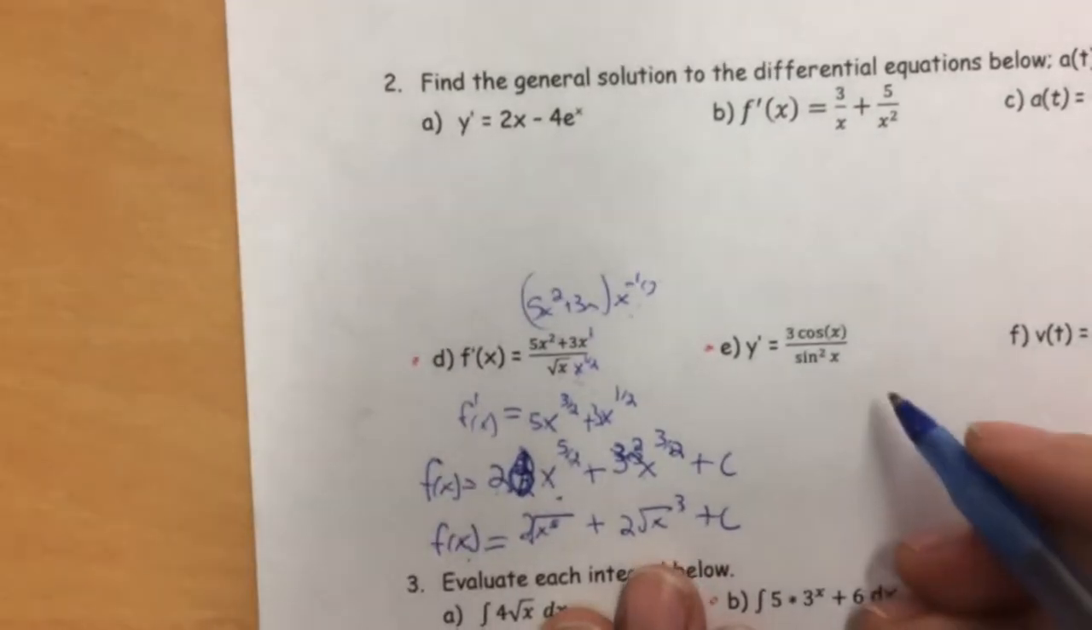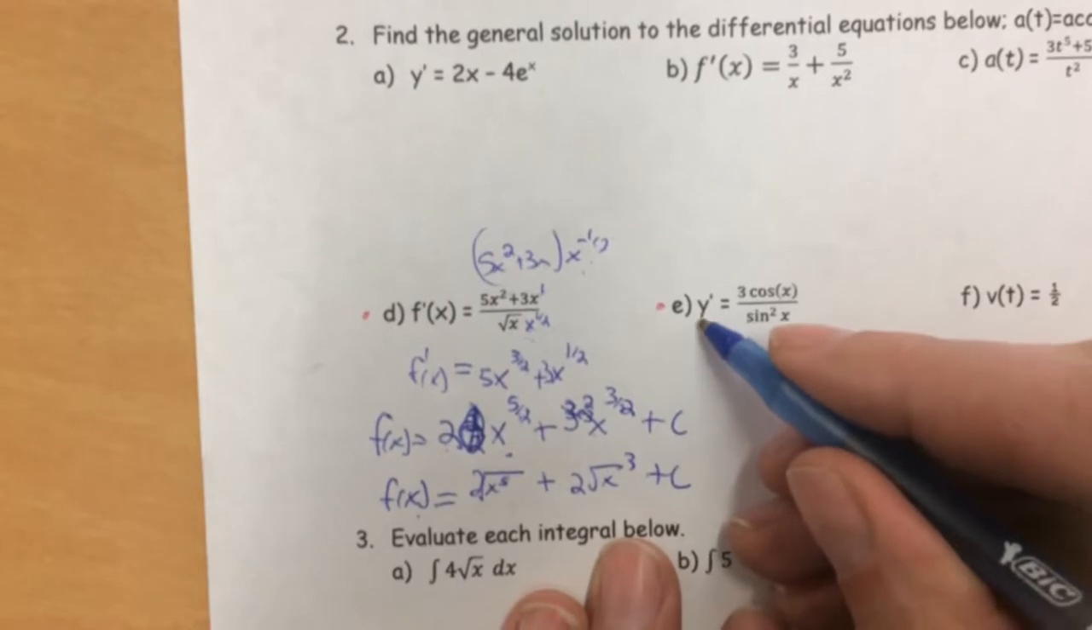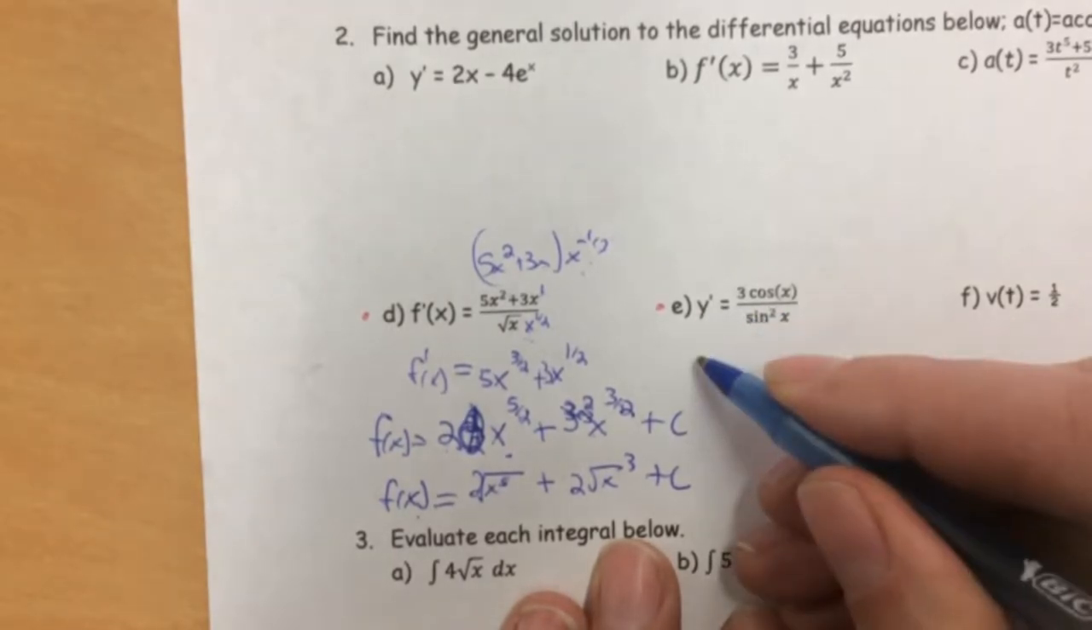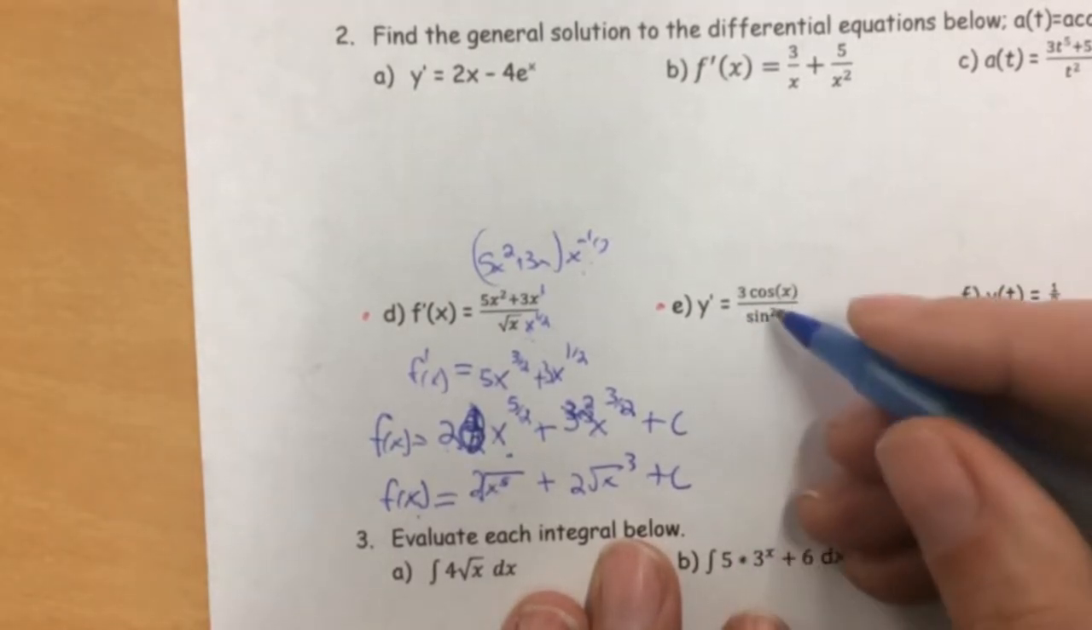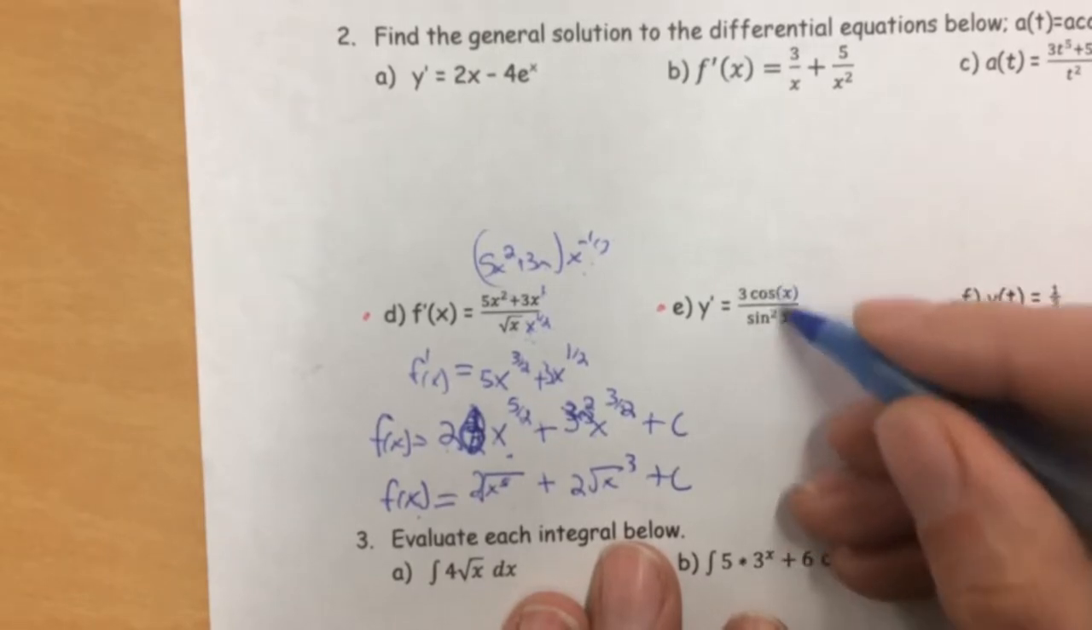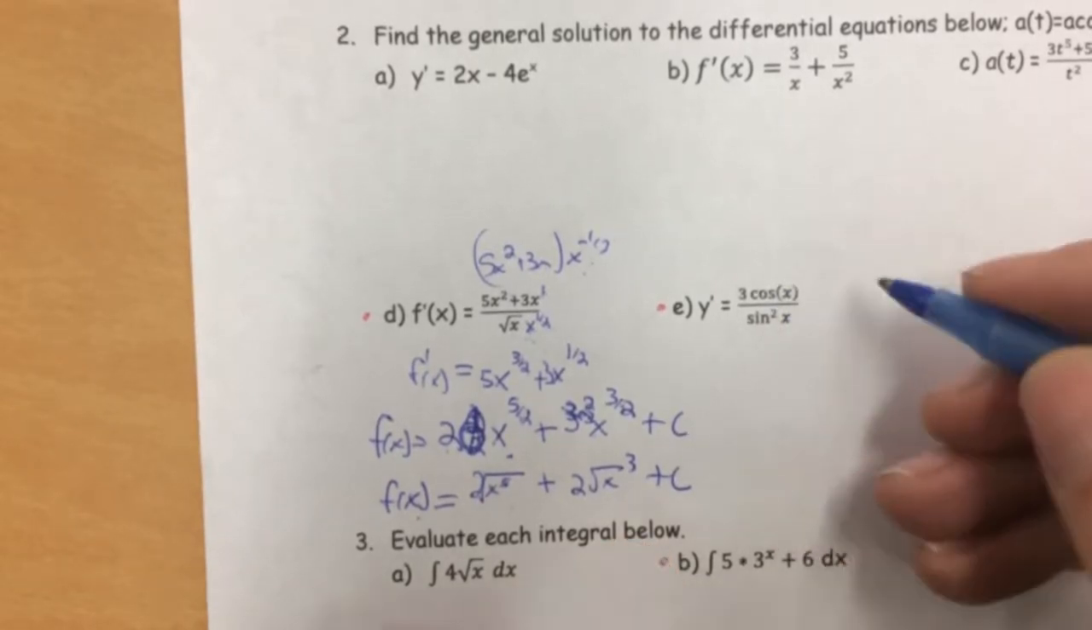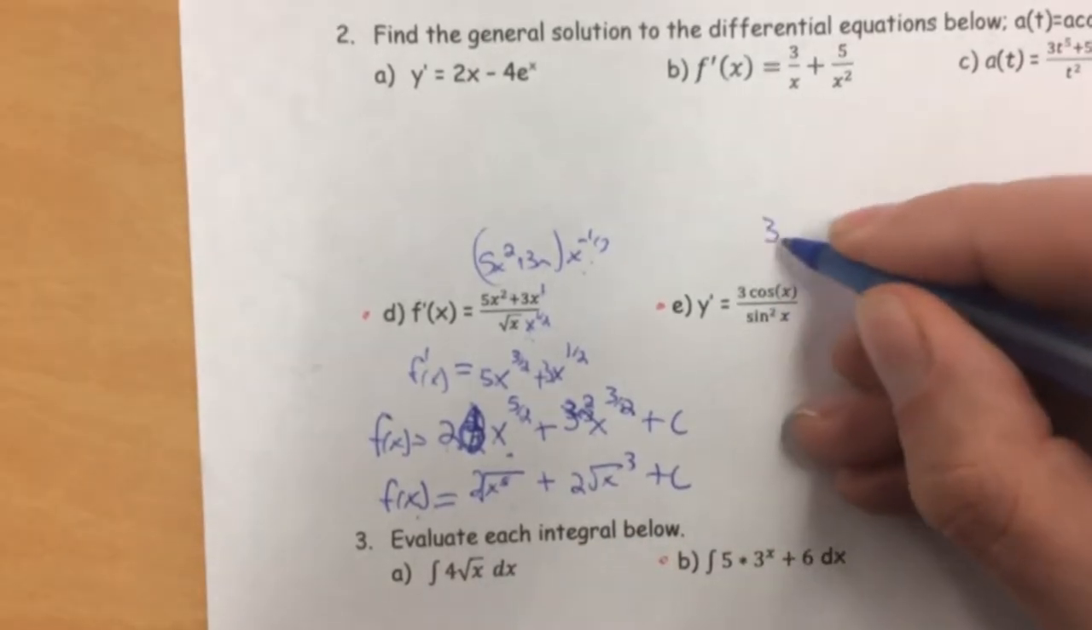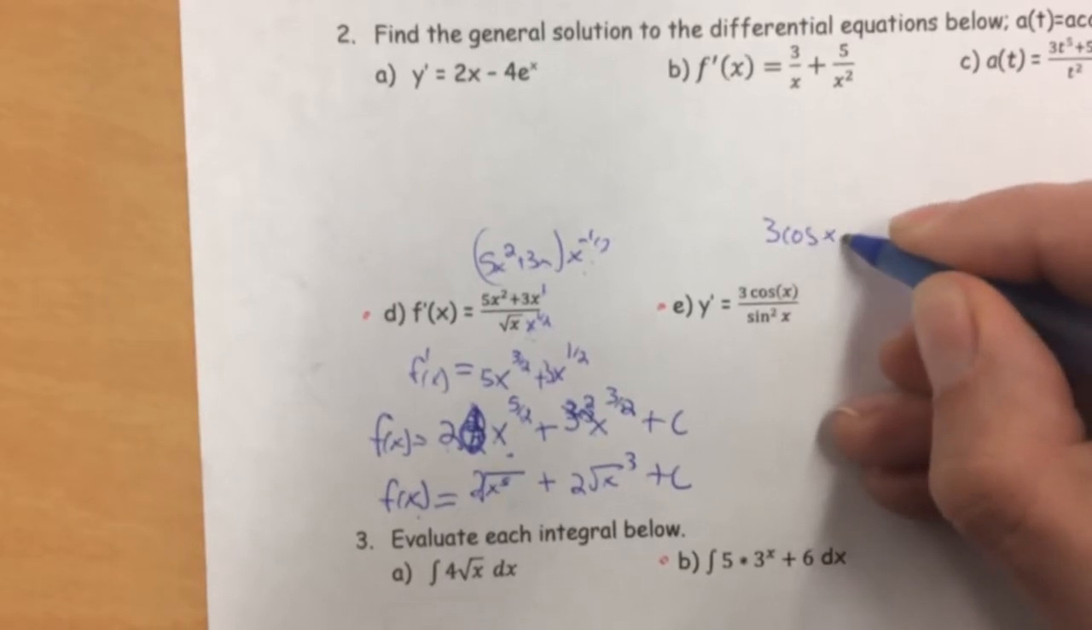Okay. And this one's a little bit weird because we've got our derivative and we want to find the original function, and there is no quotient rule for antiderivatives, so we need to rewrite it. And there's a few ways we might think to rewrite it. Maybe this is 3 cosine of x.